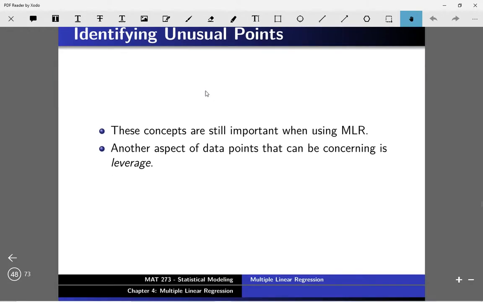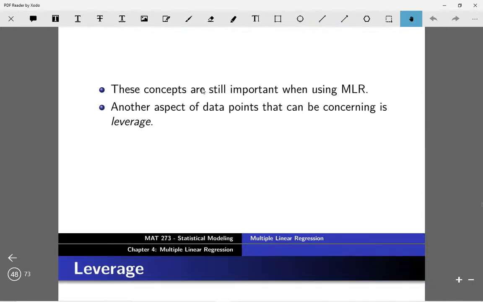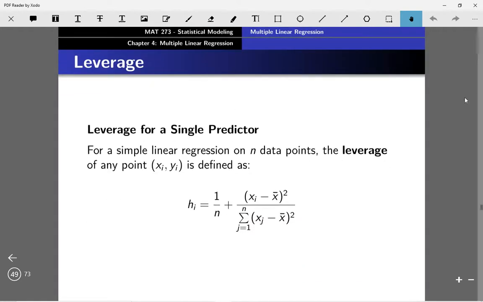Another aspect of data points that can be concerning is leverage. Leverage is extremely similar to influence, but again, not the same. That point that I just drew earlier had high leverage because it had an extreme x value. And here we can see there's a formal equation for leverage.